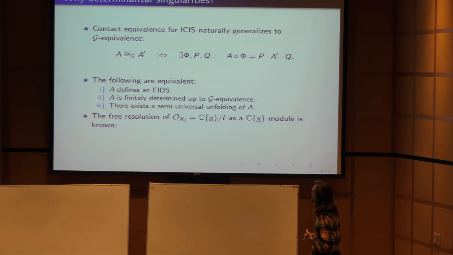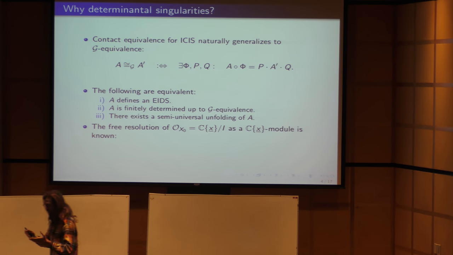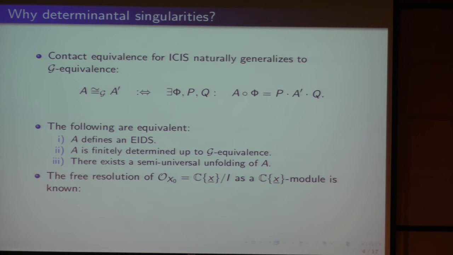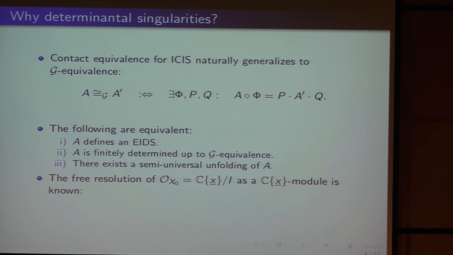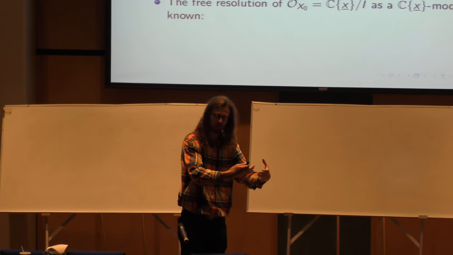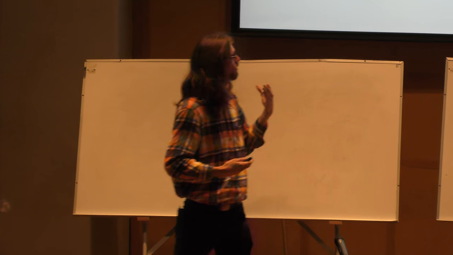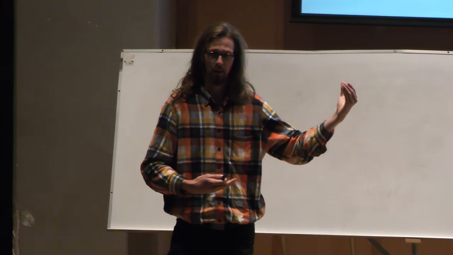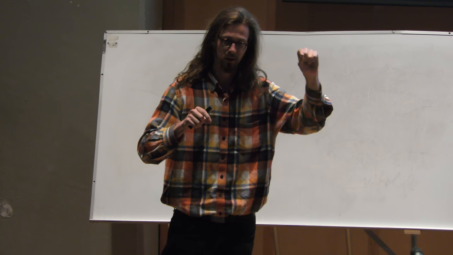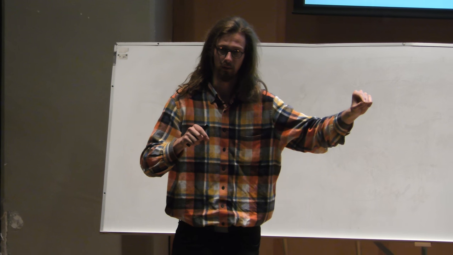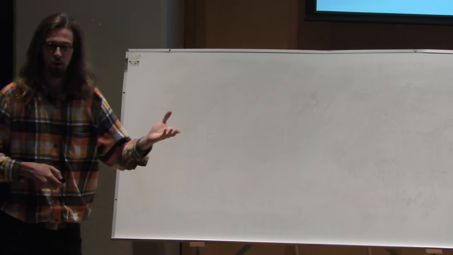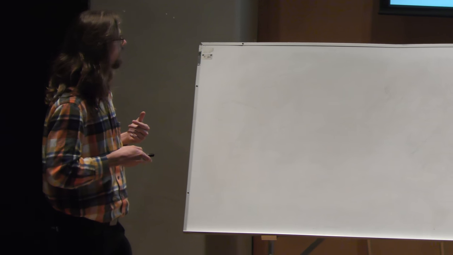deformations. And another feature that the algebraists among us might be very fond of is that we also can write down a free resolution of this O_{X,0} as a C{x}-module. And this is another way in which determinantal singularities generalize the ICIS case. If you have an ICIS and you want to write down a free resolution of O_X, then you can just take the Koszul complex and substitute the generators with the generators of your ideal. This is from ICIS being a complete intersection. And something similar holds for determinantal singularities in the following sense.